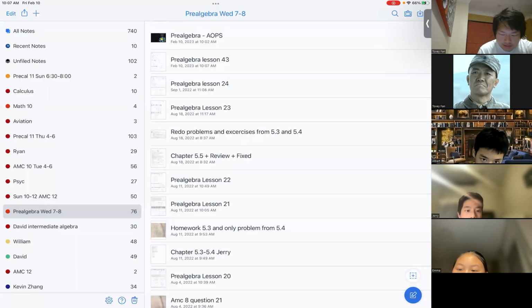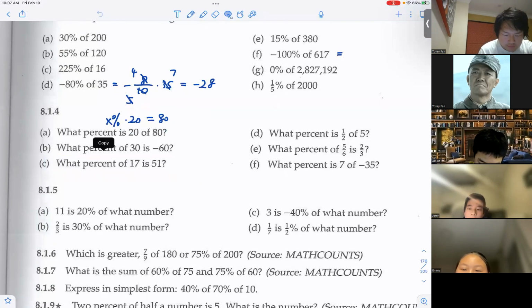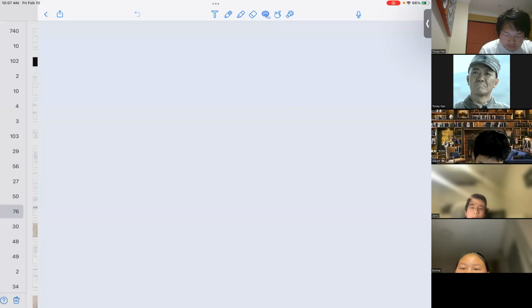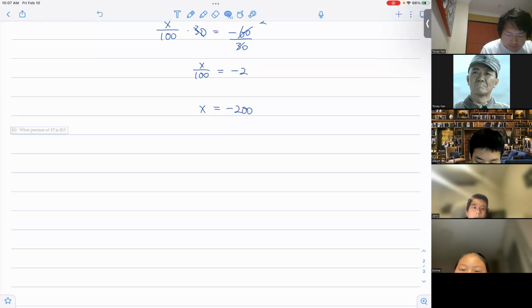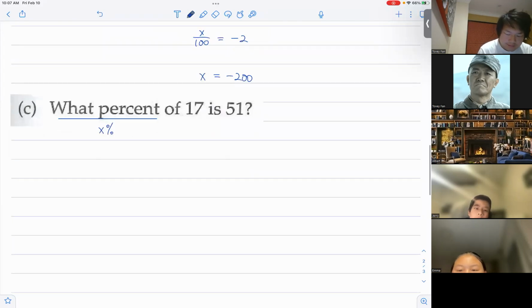C, Emma, one for you. Okay, Emma, again, we're supposed to be x%, okay? And would you give me an equation? What percent of a number is a number? Emma, how should this equation be written? X times 17 equals 51.